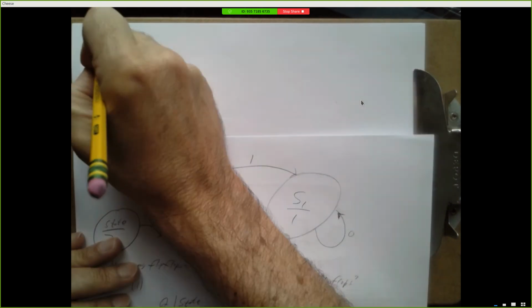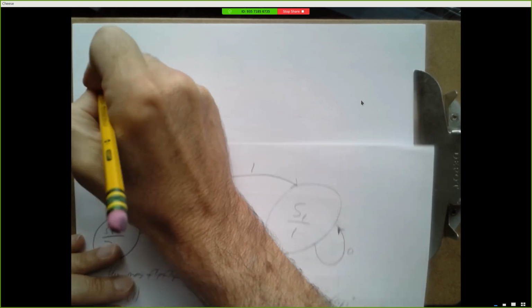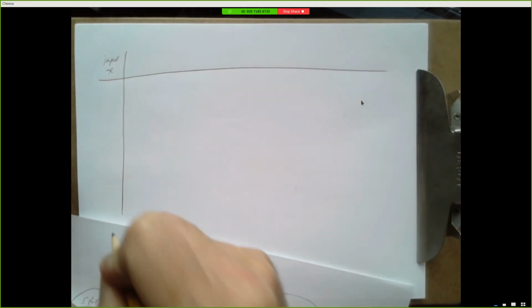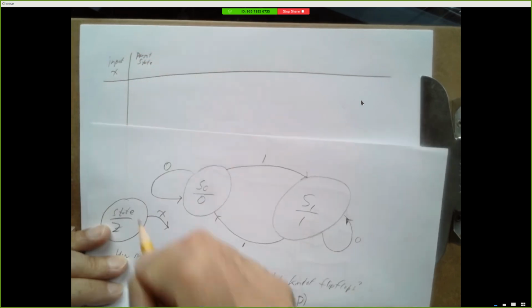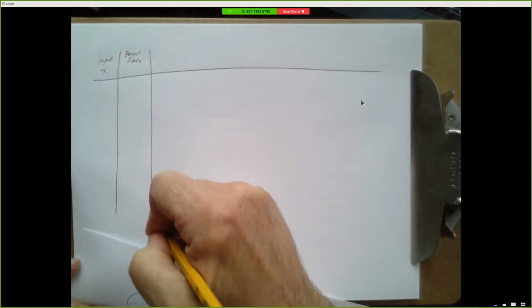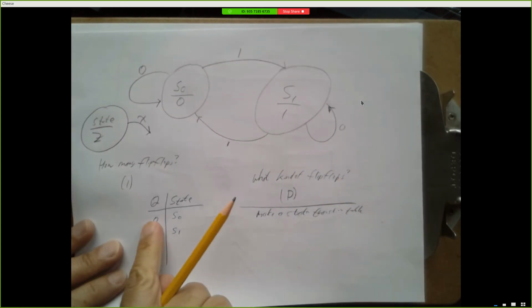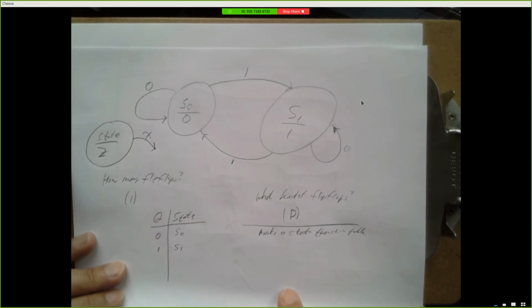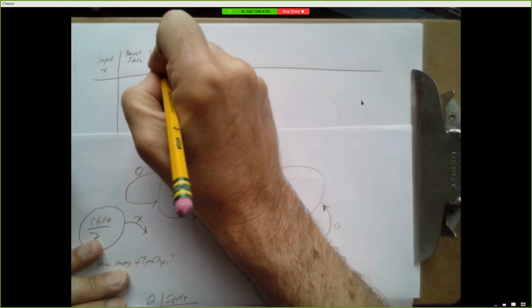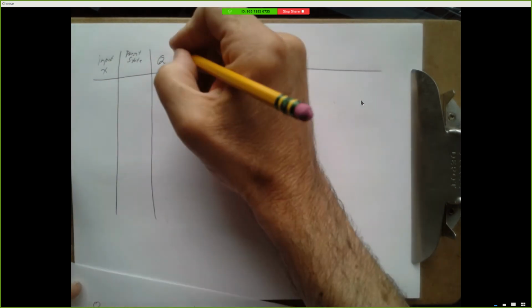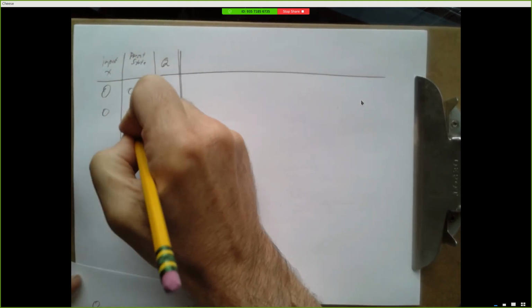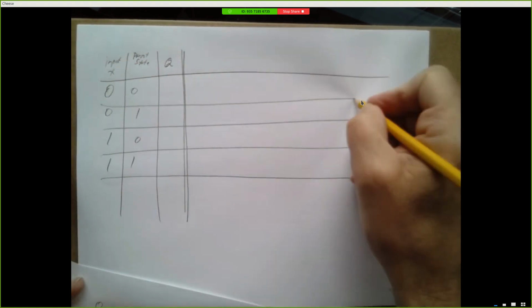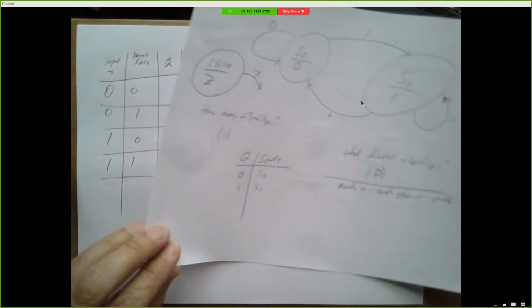So we're going to have an input X. We're going to have a present state, which I'm going to call S0 or S1. But then we're going to match that to a value for our flip-flop. Okay, so this is going to translate to a value for Q. So let me just do this much of the table first. And I'm going to fill in this Q column using this state table.